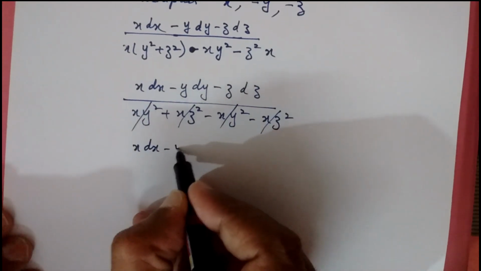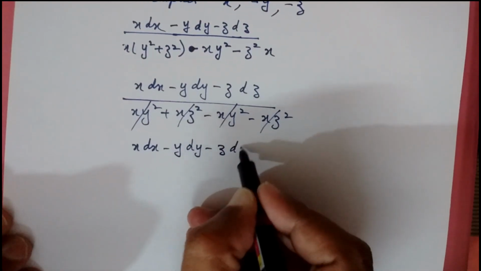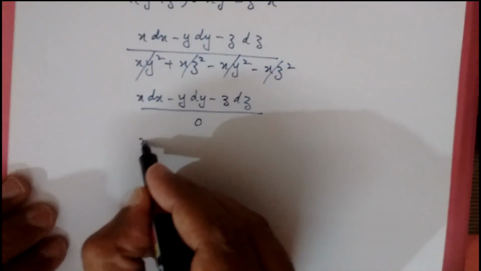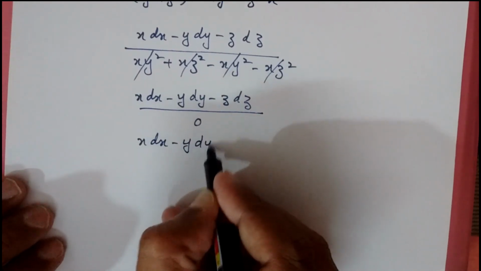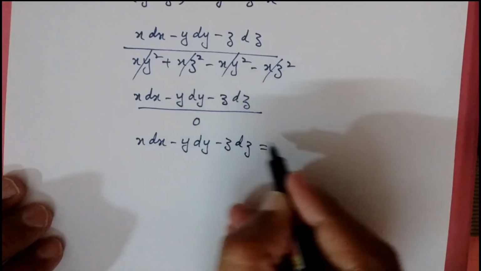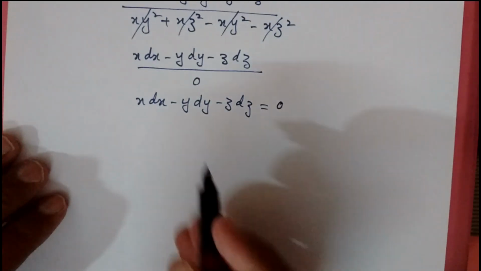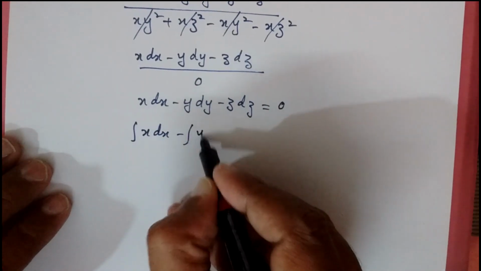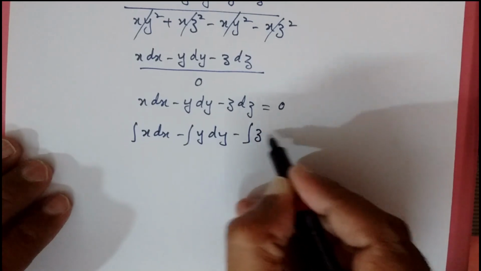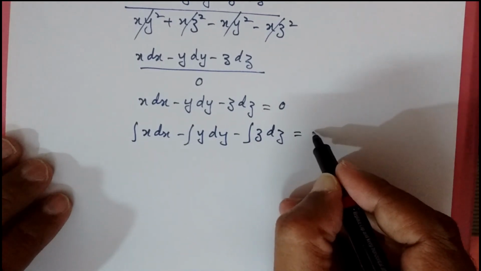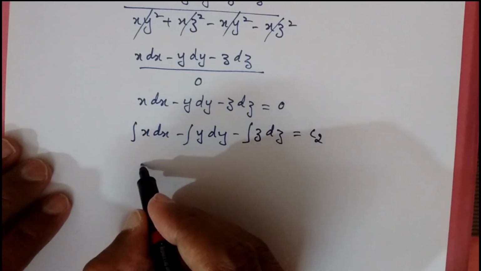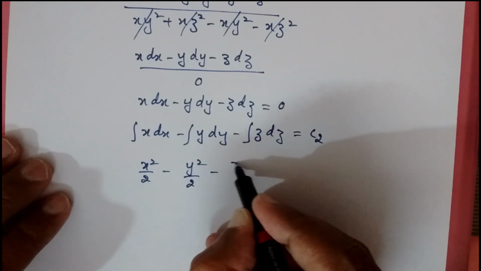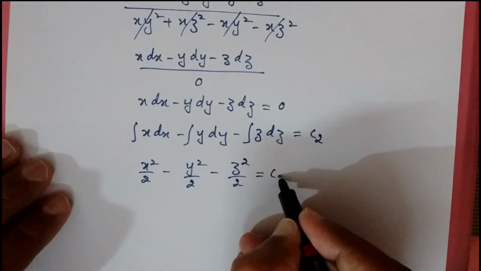You will be getting the equation to be equal to x dx minus y dy minus z dz whole divided by 0. So therefore you get the expression x dx minus y dy minus z dz, and its value is nothing but 0. Now you can integrate, because they are in variable separable form. Integral of x dx minus integral of y dy minus integral of z dz. You need to add the constant of integration as c2. So integral of x will be x square by 2, integral of y will be y square by 2, integral of z will be z square by 2, equal to c2.